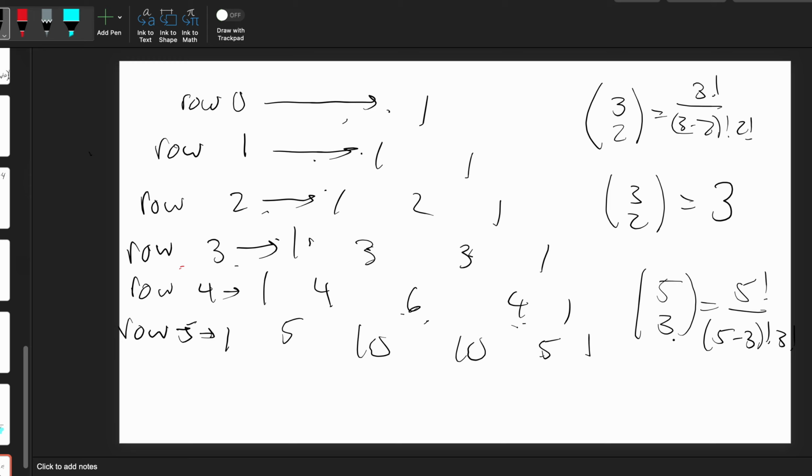And I'm going to go to the third element. Third element is, let's see, 0, 1, 2, 3. This is the third element. The answer will be 10. Without doing the computation, I know the answer is already going to be 10. So that's really cool. That's Pascal's triangle.